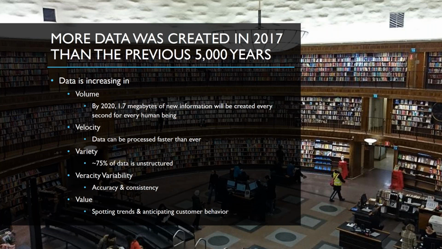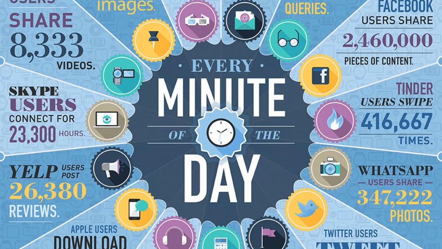Data also has a variety problem. No longer is data in nice little tables and packages. Roughly 75% of data is unstructured. And along with that unstructuredness is the accuracy and consistency of that data. How accurate is the data? Just because you get a value from a sensor doesn't mean it's accurate. How do you detect outliers? Value: spotting trends and anticipating customer behavior. Can you take all this data and essentially monetize it?